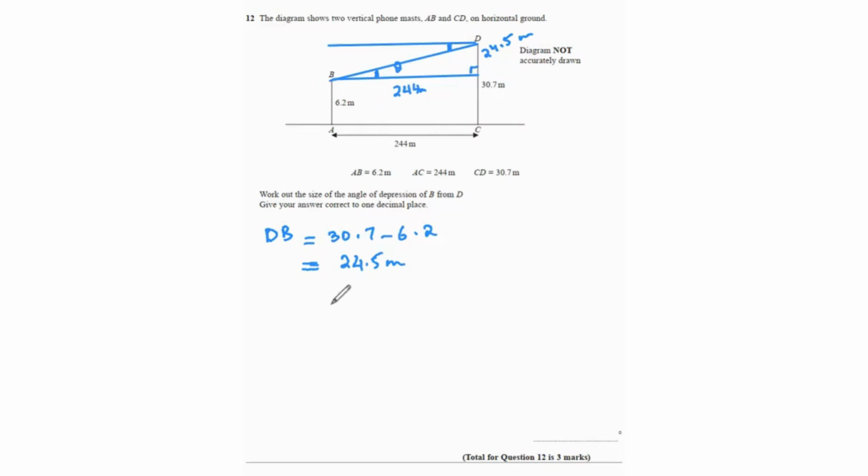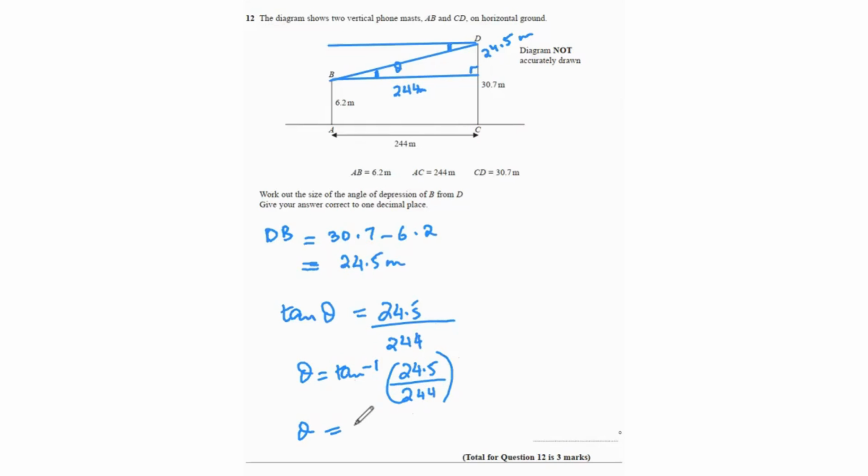So we can use tangent to figure out the angle. So tan theta equals 24.5 divided by 244. Tan inverse of 24.5 divided by 244. And that is going to give us 5.7, correct to one decimal place.